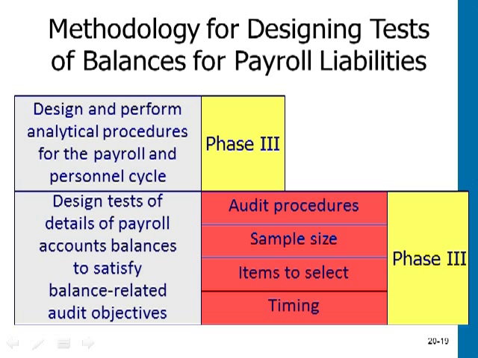Two major balance-related audit objectives in testing payroll liabilities include: one, that accruals in a trial balance are stated at the correct numbers, so we're testing there for accuracy. And secondly, that transactions in the payroll and personnel cycle are recorded in the proper time period.